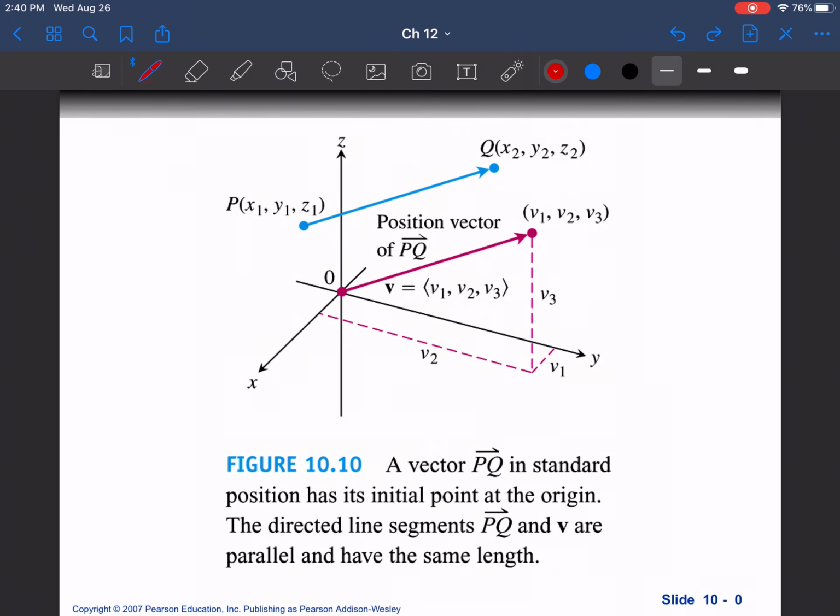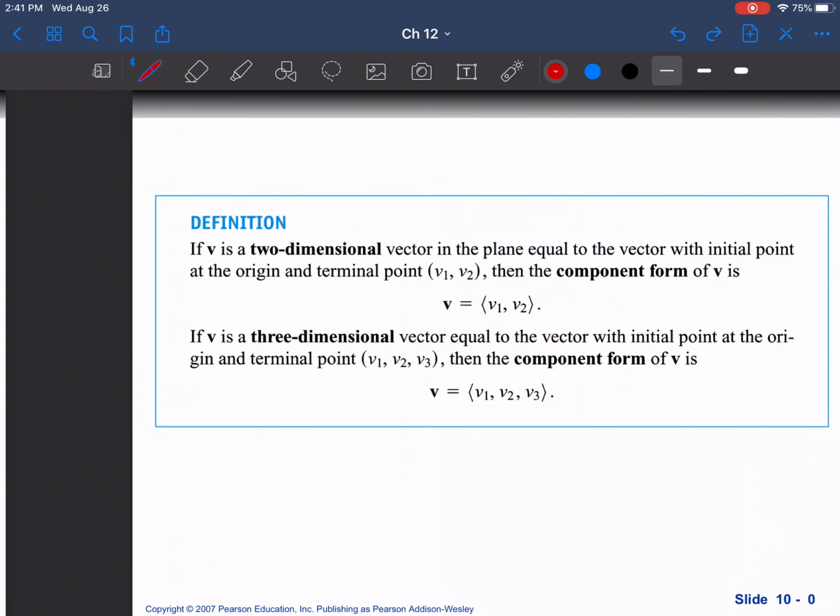So next, here we again have a vector in 2 different places. Vector PQ is in standard position. That's this one right here, with its base, or its initial point, at the origin. And then the directed line segment, or the vector PQ up here, this one, is the same vector, but in a different position. They are parallel, they have the same length, and they are pointed in the same direction.